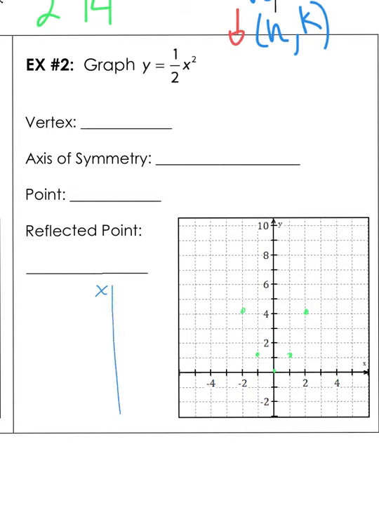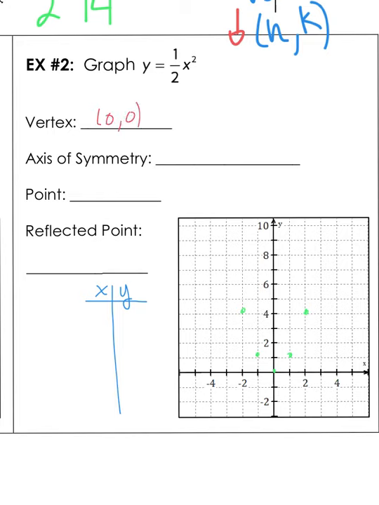I can also tell you right now what the vertex and the axis of symmetry are, and whether this is a max or a min without even graphing it. So without graphing it, I know my vertex is (0, 0) because there's no right-left movement and there's no up-down movement. So I can tell you without a shadow of a doubt that the vertex is (0, 0).